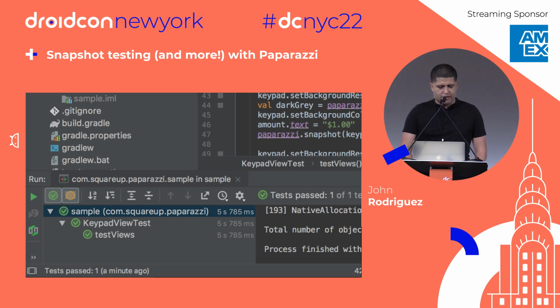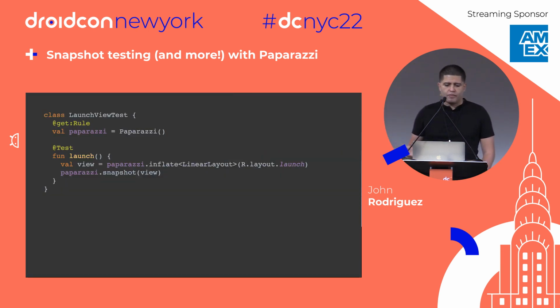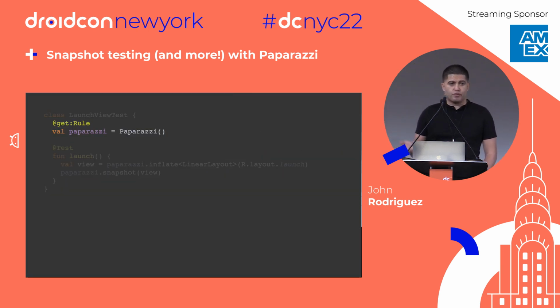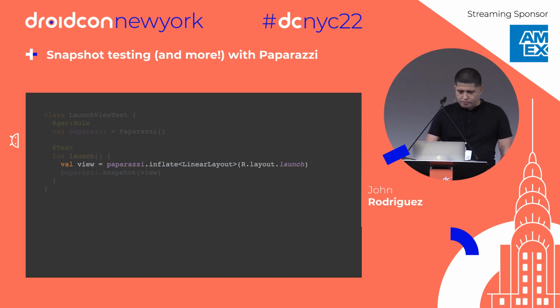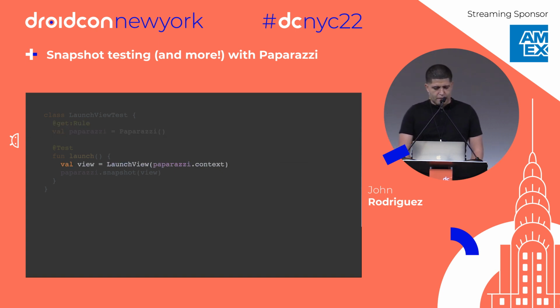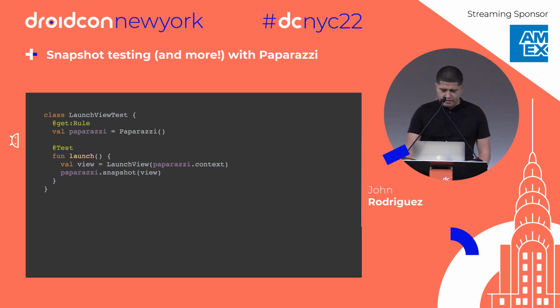So I'm going to skip through that and just show you what a Paparazzi test looks like. Pretty simple. You instantiate the JUnit rule and you set up whatever your viewer composable looks like, and then take it as a snapshot. Pretty much what I just said here. And as of 1.0, we do have compose support, and it works very nicely.